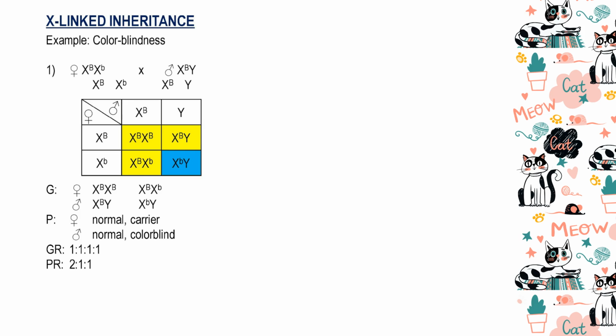Some offspring will be normal females, some will be carrier females, some will be normal males, and some may be colorblind males. Remember, females must have 2 recessive alleles to be affected, while males need only 1. Finally, we count the outcomes. Since each combination appears once, the genotypic ratio is 1:1:1:1. Even though the genotypes are evenly distributed, the phenotypic ratio is 2:1:1.